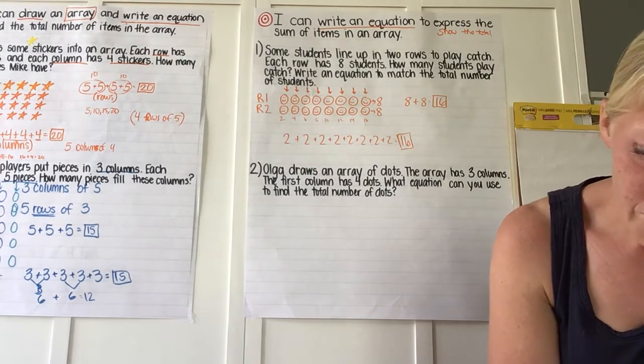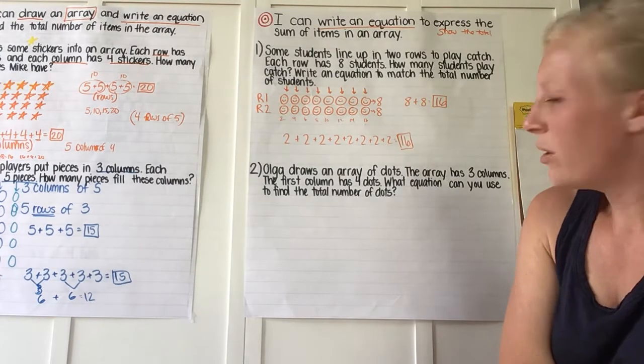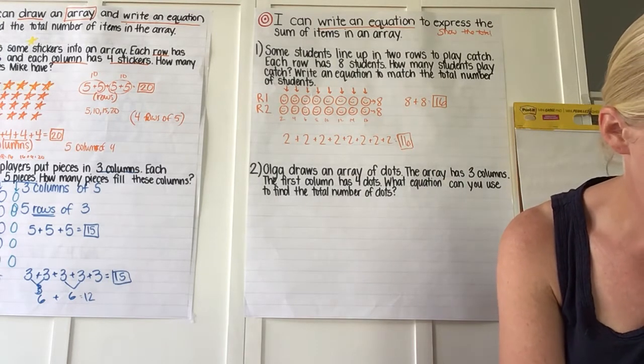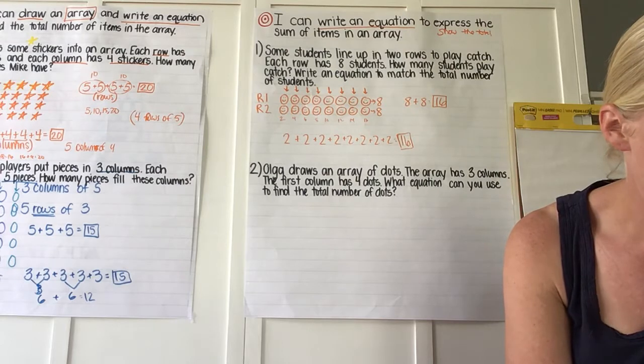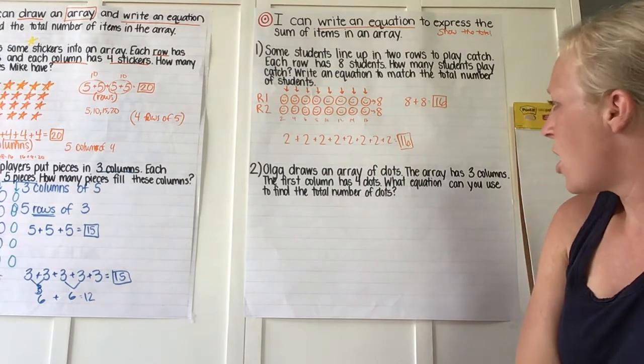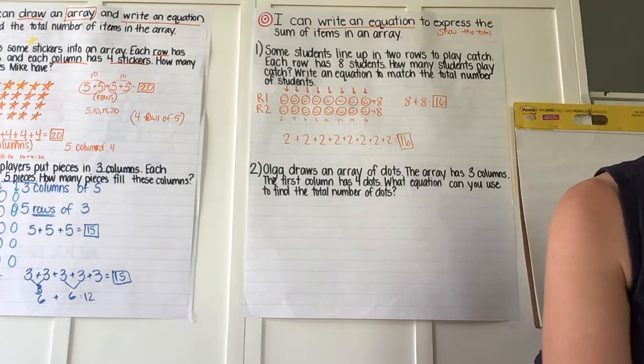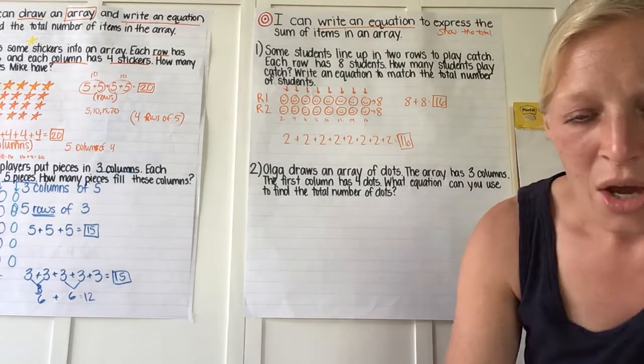What are your clues in the story? 3 columns, and there's 4 in the first column. Okay, so if there's 4 in the first column, what do we know about all the other columns? Oh, and how do we know there's going to be 4 in those columns as well? Right, because an array has those equal columns.